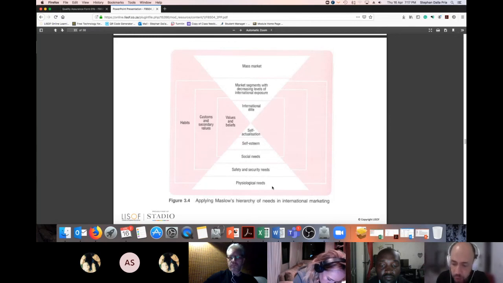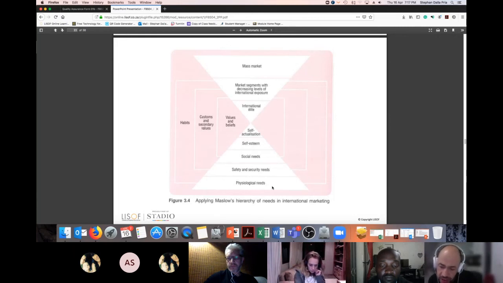But then we move upwards, and we look at something like social safety and security and social needs. Let's follow the prism. Now we start talking about our customs and our secondary values. And Pierre, what you talked about very much revolves around values. So it depends on the values. What are the values for H&M?